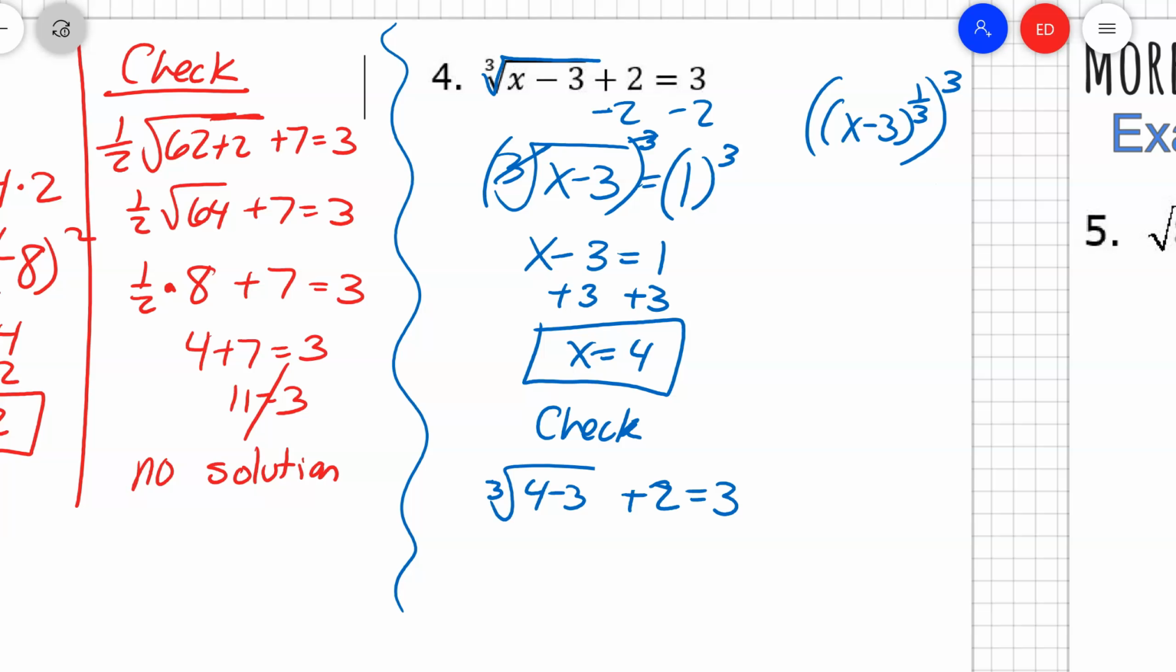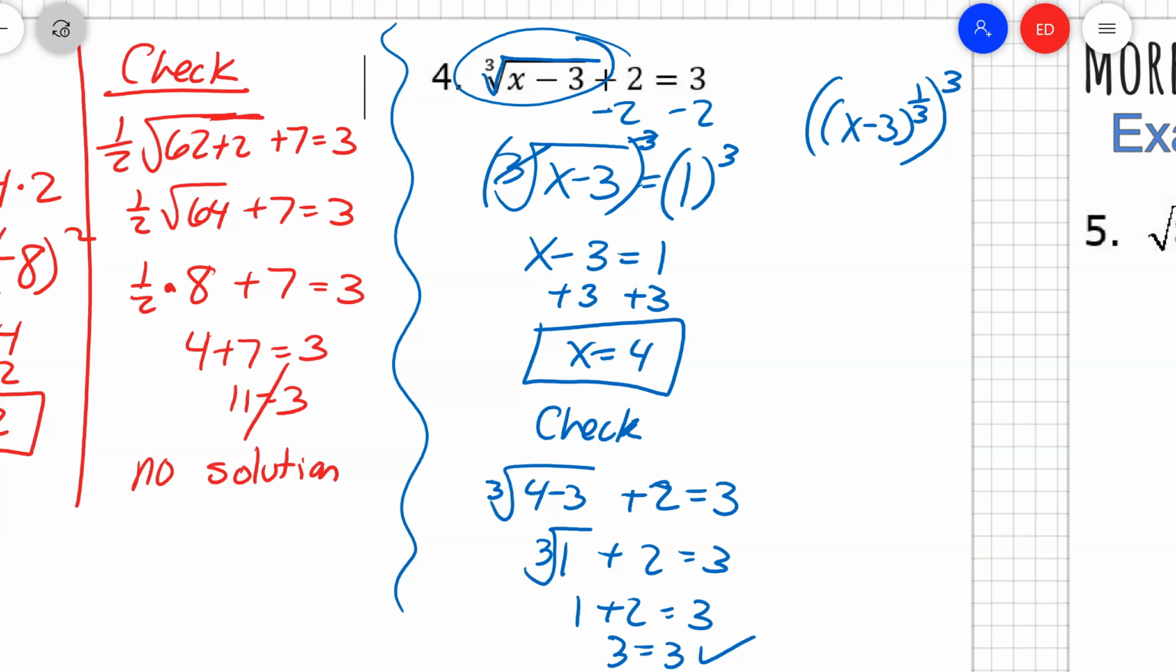So 4 minus 3 is just going to give us the cube root of 1 plus 2. 1 plus 2 gives us 3. 3 equals 3. Okay, I'm going to tell you something about cube roots though, because remember how cube roots look like this? And this one actually has parameter shifts of up to, and it's going to go right 3.